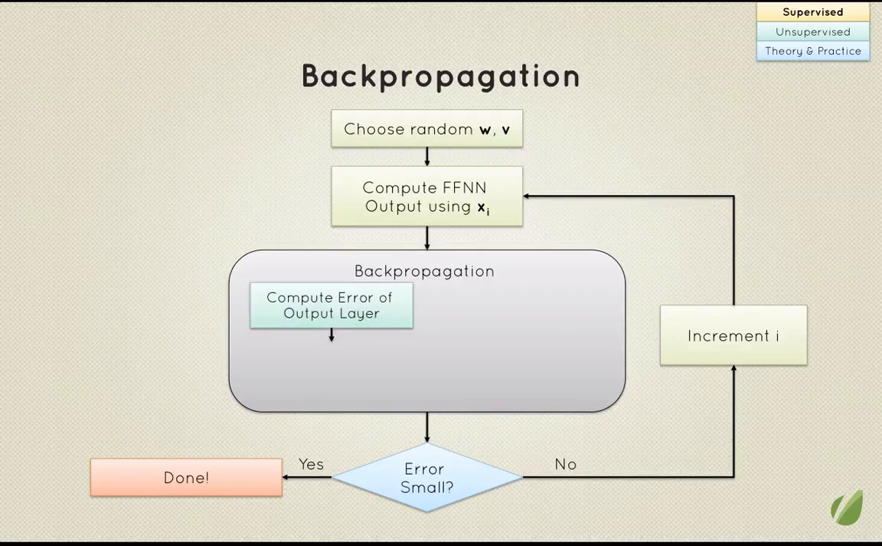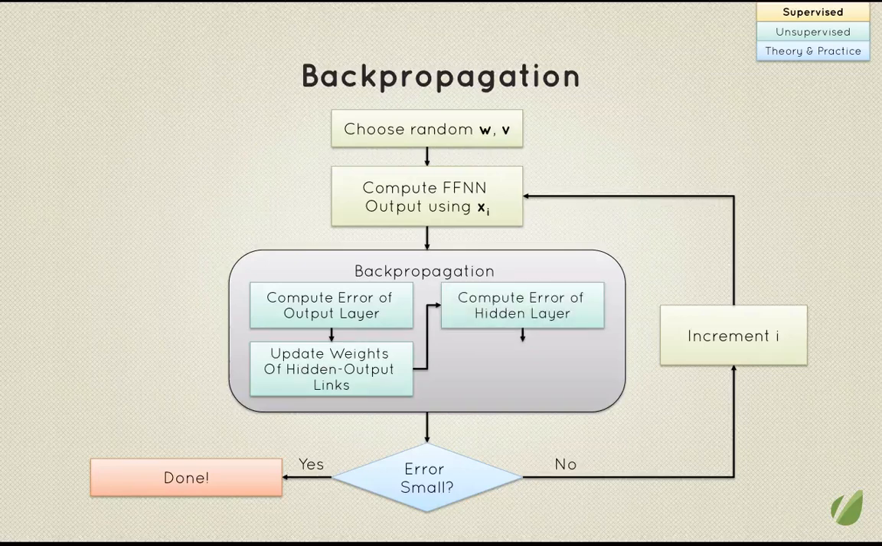First, we compute the error of the output layer. We then update the weights of the hidden to output links, that's the V weights. After that, we compute the error of the hidden layer, and then update the weights of the input to hidden links, that's the W weights.